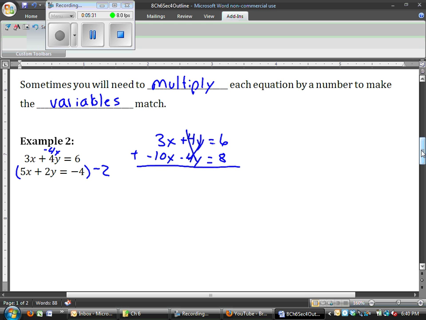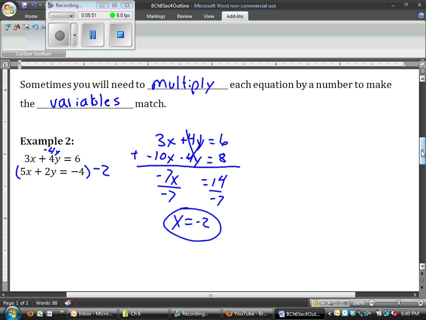And 3x plus a negative 10x gives me negative 7x. 6 plus 8 is 14. Now I can solve for x. Divide by negative 7 so that x is negative 2. Take that negative 2 and plug it back in.